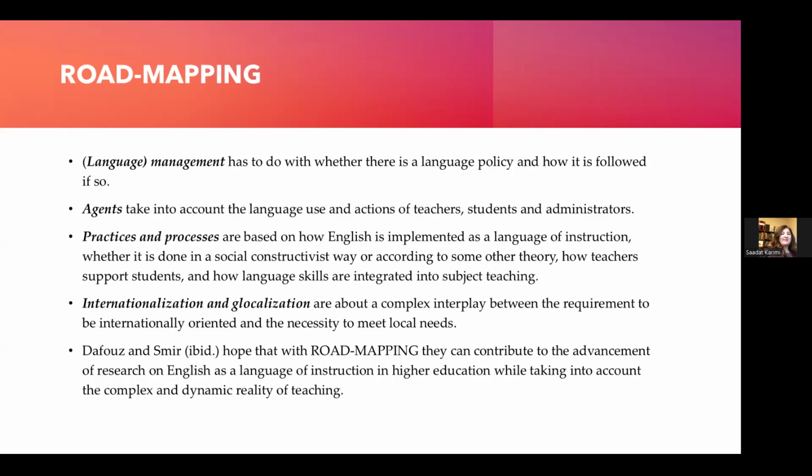Dreyfus and Smith hope that with road mapping, they can contribute to the advancement of research on English as a language of instruction in higher education, while taking into account the complex and dynamic reality of teaching.